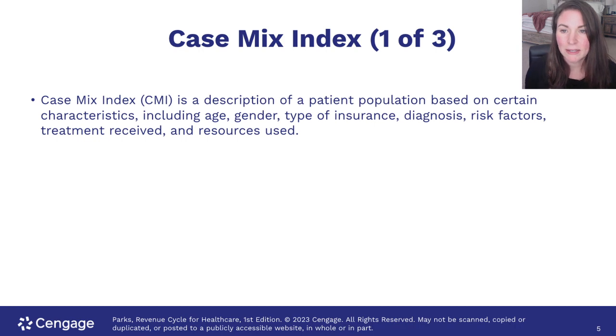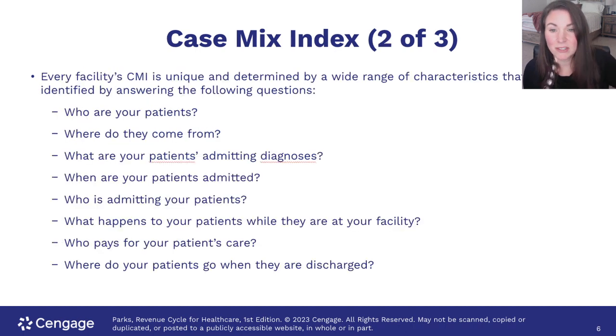So a case mix index, or CMI, you need to know that abbreviation, by the way, is a description of a patient population based on certain things like age, gender, type of insurance, diagnosis, risk factors, what treatment they received, and what resources were used. Every facility is going to have a different CMI, and these are the questions they use to determine their CMI. Who are your patients? So this is where they answer age, gender, race, ethnicity, and this ties into the next question.